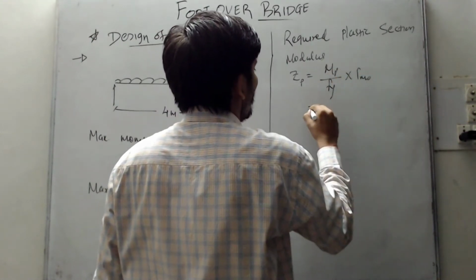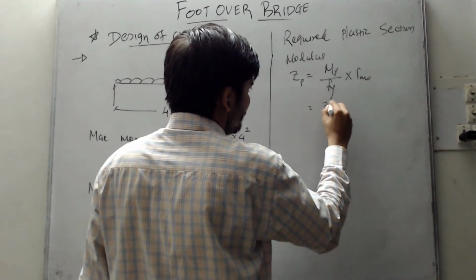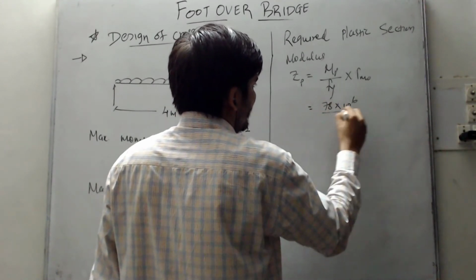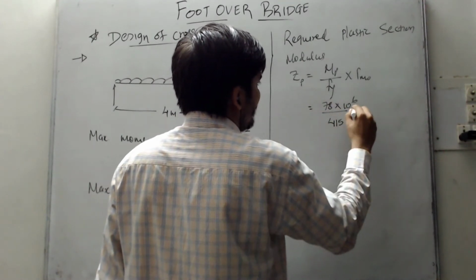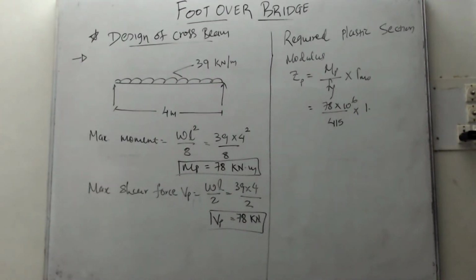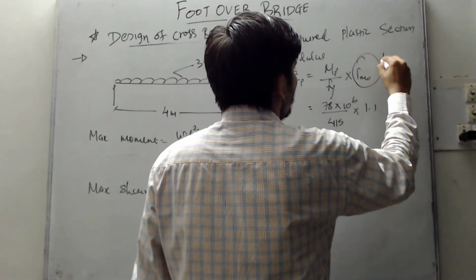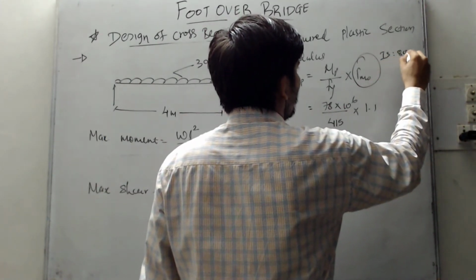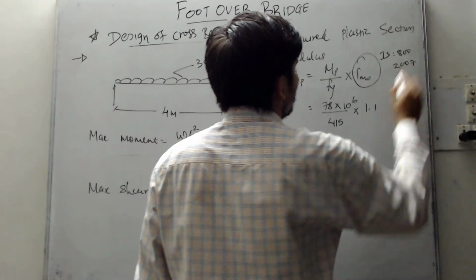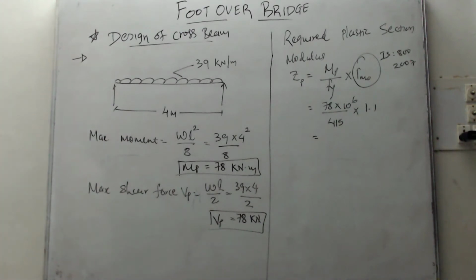So the moment we already calculated, 78 into 10 raised to 6. Fy is 415 and this gamma MO is 1.1. Right, gamma MO is 1.1. This is given in IS 800 2007. This value is as per IS 800 2007. So if you solve this, you will get your required plastic section modulus, 343,200 mm cube.